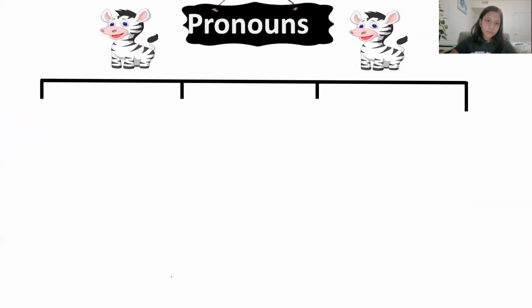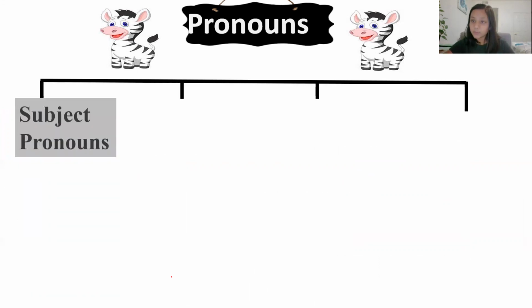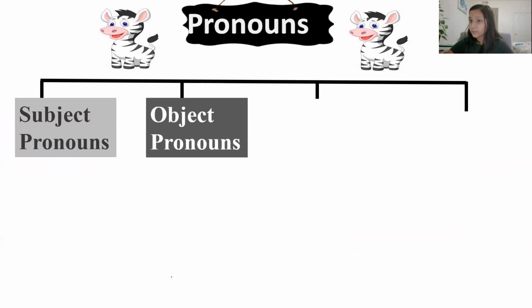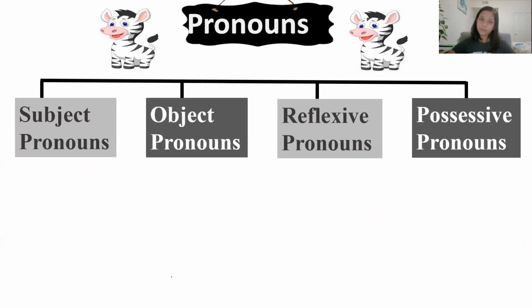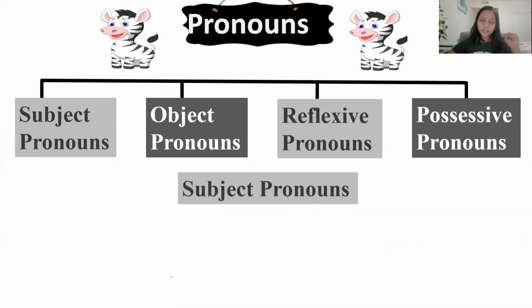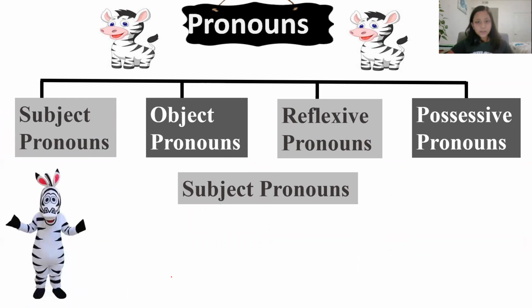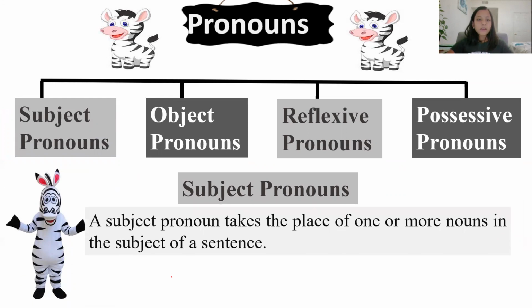Pronouns. There are 4 types of pronouns: subject pronouns, object pronouns, reflexive pronouns, and possessive pronouns. So, what are subject pronouns? Let's start with subject pronouns. What are subject pronouns? Great question. A subject pronoun takes the place of one or more nouns in the subject of a sentence.